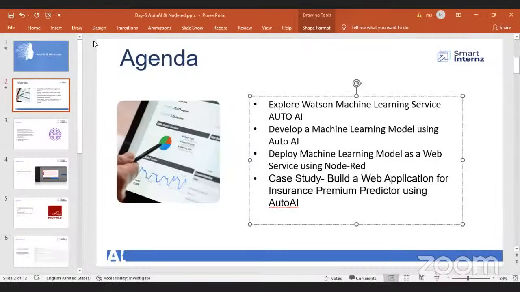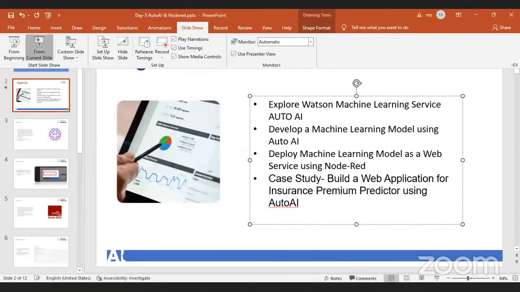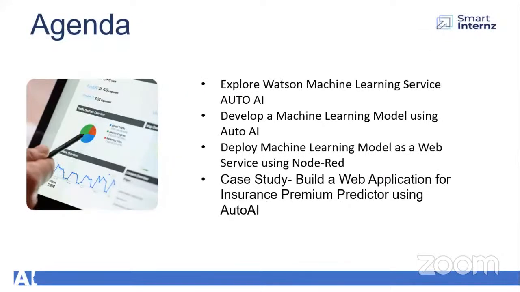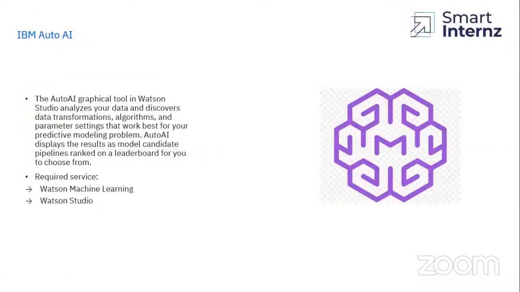I hope my screen is shared. So today we'll be building a web application that will be able to predict the insurance premium for a person. Firstly, we need to discuss what is IBM Auto AI. IBM Auto AI is a graphical tool in Watson Studio that analyzes your data and discovers data transformations, algorithms, and parameter settings that work best for your predictive modeling problem. Auto AI displays the results as model candidate pipelines ranked on a leaderboard for you to choose from.